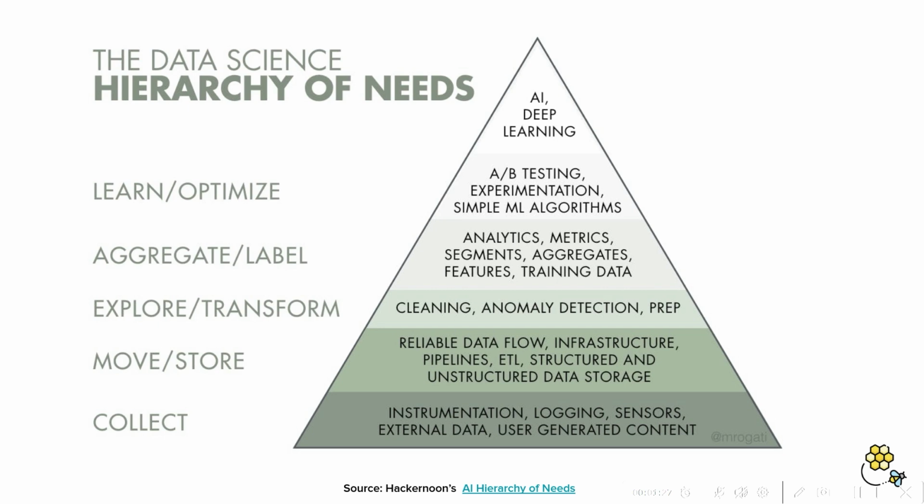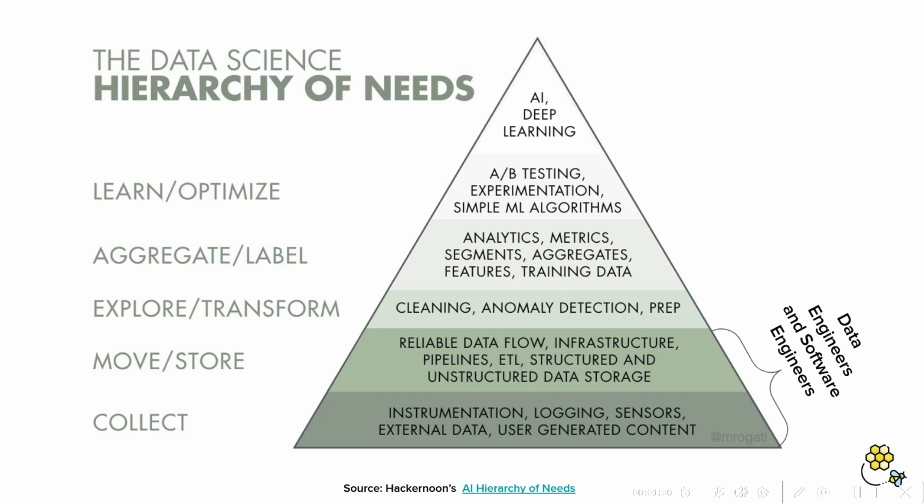Once you have collected the data, you can move on to moving the data and storing the data in a place where it is easily accessible. This includes building things like reliable data flow, infrastructure, pipelines, and the storage of structured and unstructured data. In a company, or any organization for that matter, these bottom two levels, which include the collection, movement, and storage of data, are typically left to the data engineers and the software engineers. This is because these steps typically require robust technical skills and typically happen at the same time as the construction of the actual product, which is typically a responsibility of engineering.